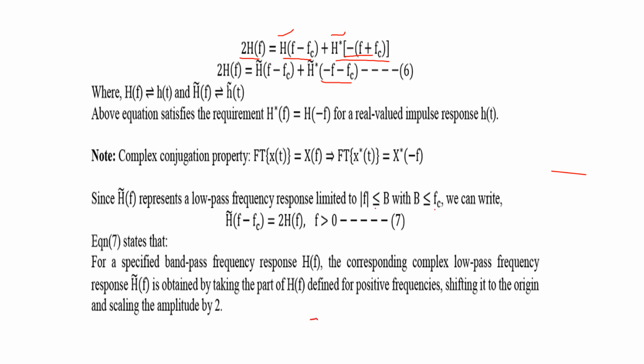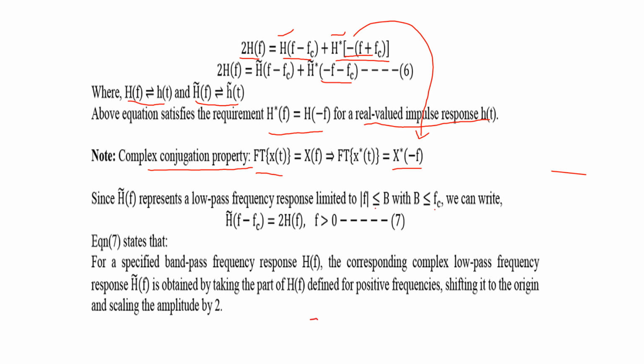So the modification we have done is that h of f is equal to the Fourier transform of h of t, and h tilde of f is equal to the Fourier transform of h tilde of t. Now we use the real valued impulse response h of t, which satisfies h conjugate of f equal to h of minus f, considering the duality property of the Fourier transform. What does the complex conjugation property deal with? The Fourier transform of x conjugate of t is equal to X conjugate of minus f. That is what we have done here, you can see.